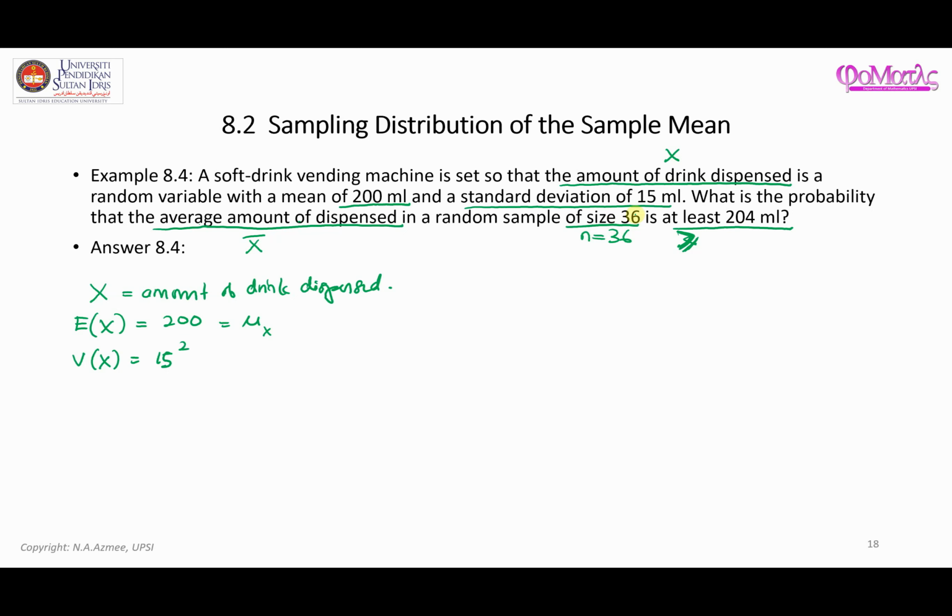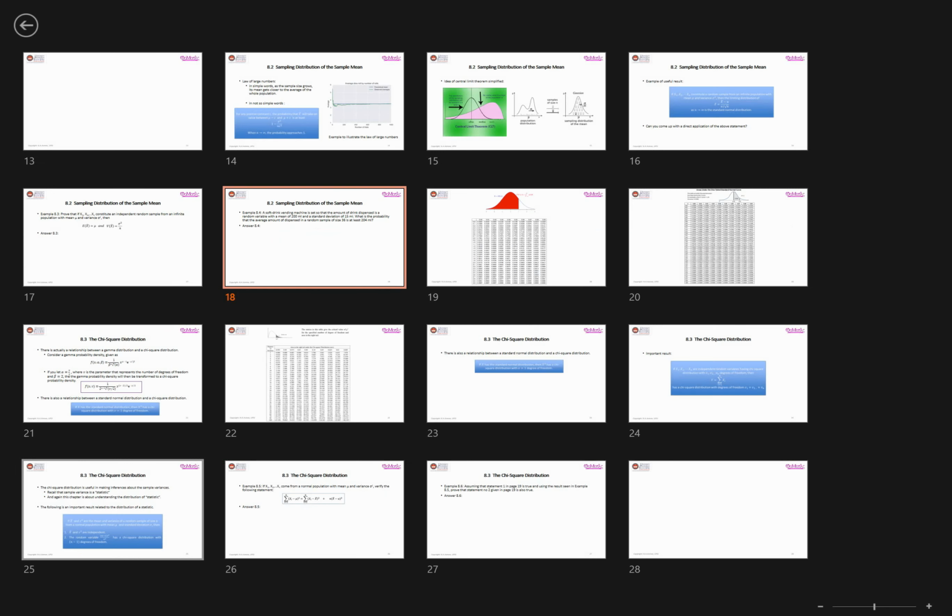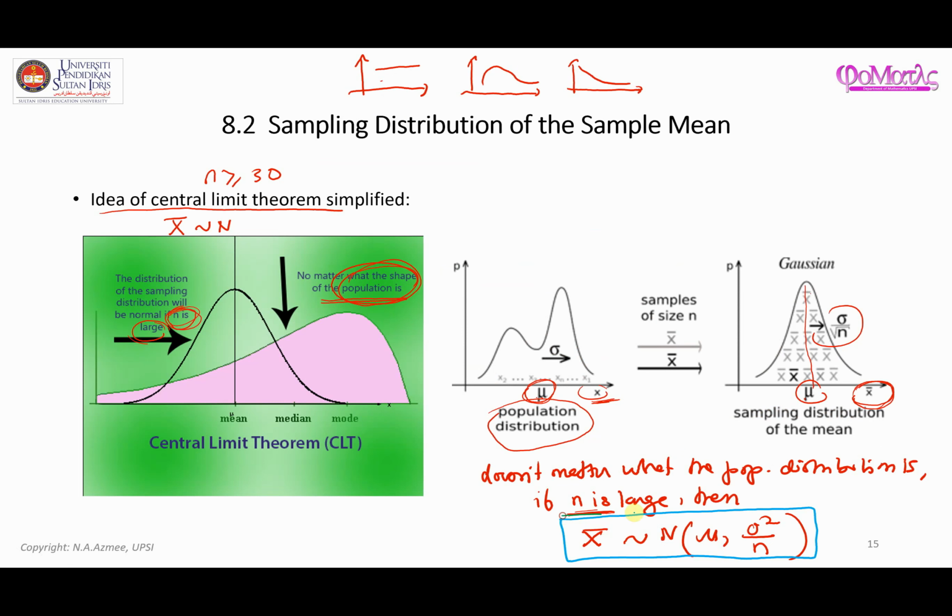Because the sample size here is bigger than 30, this is 36, therefore, based on the central limit theorem, we know that our x bar is going to be normal with the same mean, which is 200. The result looks like this: mu, sigma squared over n. This is based on the theorem related to the sampling distribution of the sample mean.